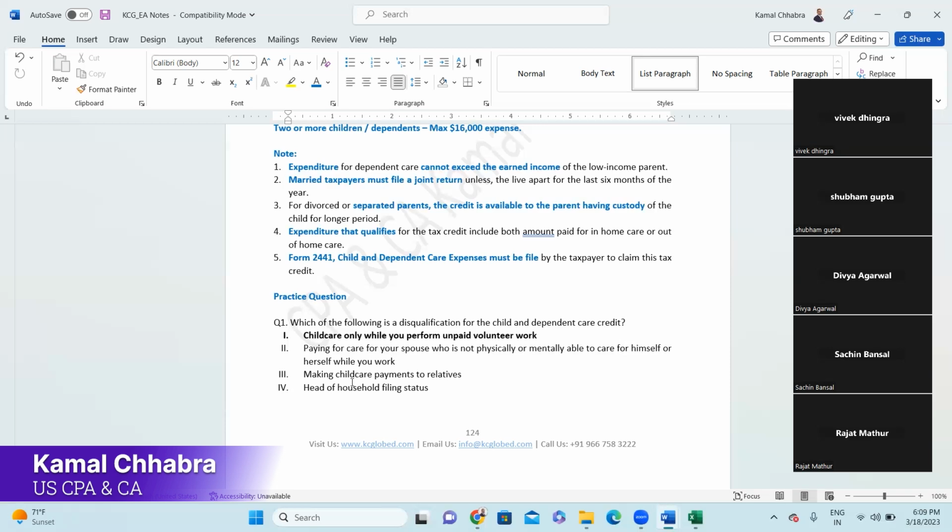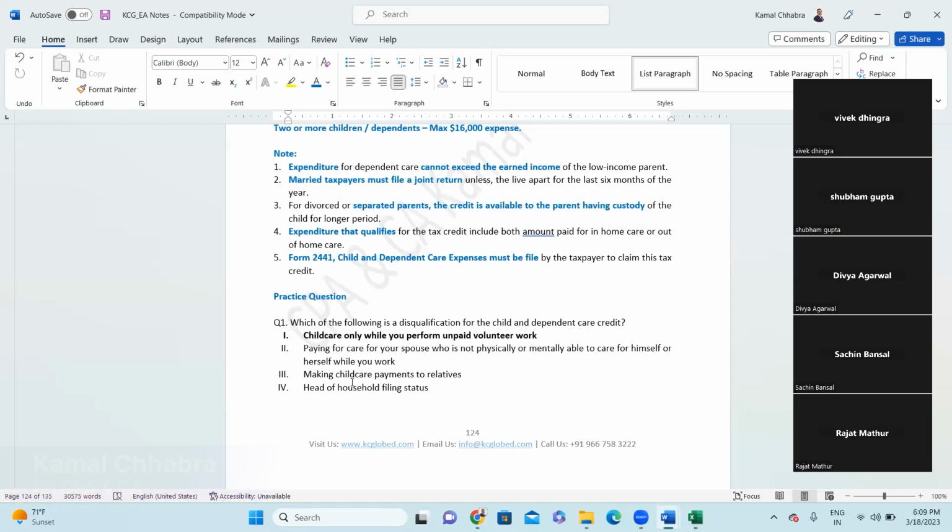So option 1 you are saying is not qualified. How about others? Sachin, Vivek, Rajat. What is your thought?